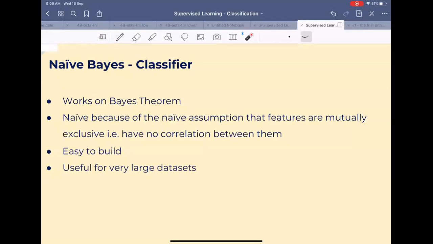Now, it is called naive Bayes because of an assumption that we take while evaluating the Bayes theorem. There is one place where we take an assumption. That assumption is good or bad depending upon the situation. But if you take that assumption, you are naively assuming something, and hence we call this classifier naive. Does anyone know what is the meaning of naive?